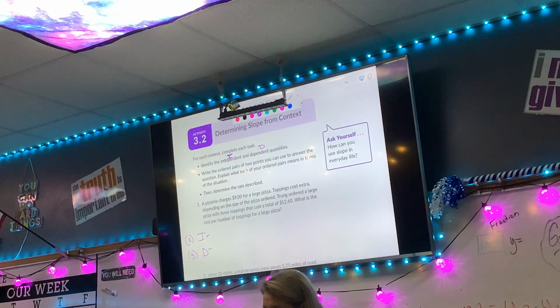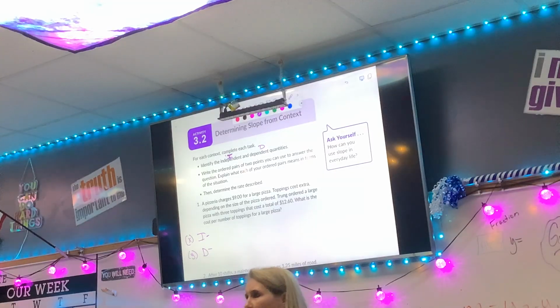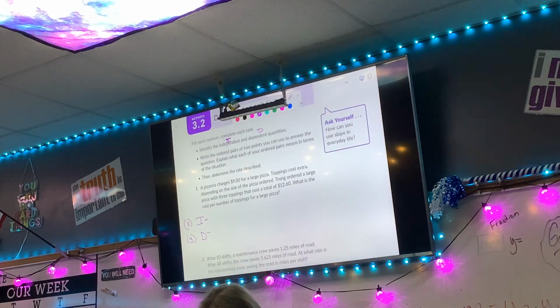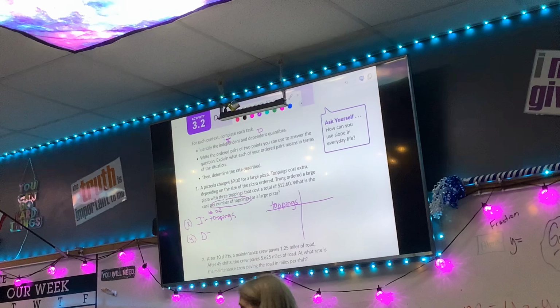What is the cost per number of toppings for a large pizza? What is your per on this? Toppings. Do you see that? Per is number of toppings. So I know that is my X, so I'm going to go over here to my table, and I'm going to go ahead and set that up.